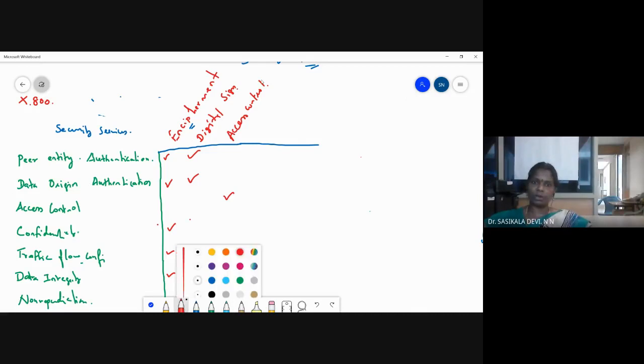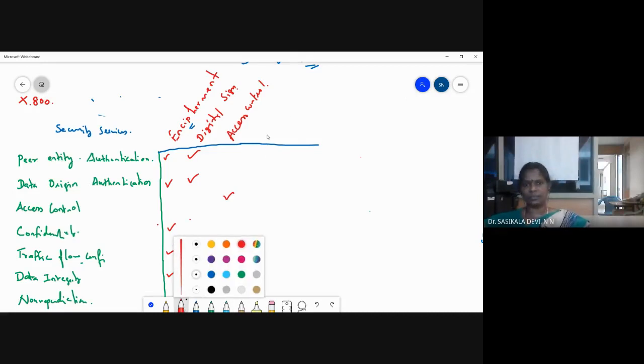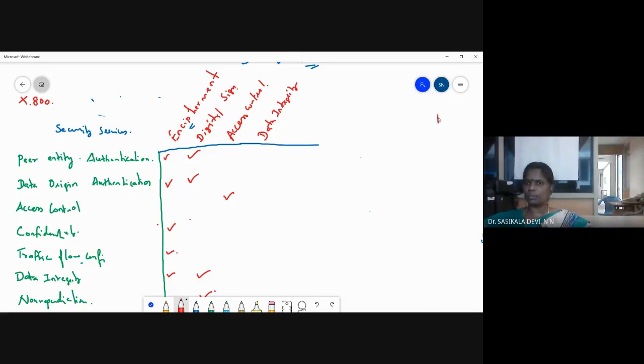The second type of common mechanism is known as the data integrity mechanism. The most common data integrity mechanism is the MAC algorithm, message authentication code. There are two common MACs: one is HMAC, another one is CMAC.